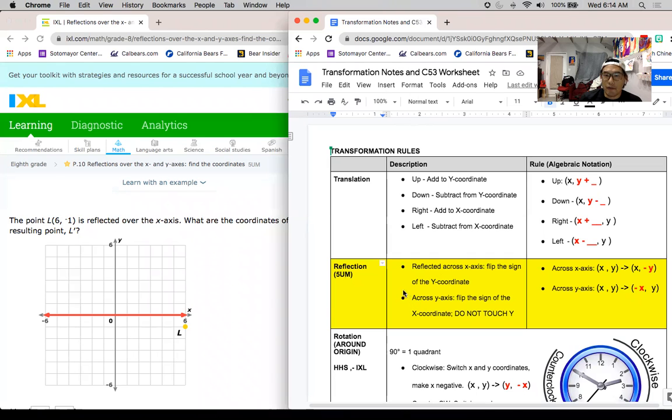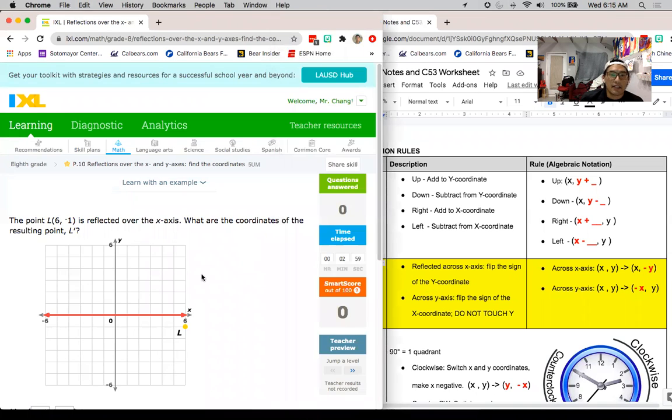And if you reflect across the y-axis, you flip the sign of the x-coordinate, do not touch y. You could put do not touch x up here and just change the notes for yourself. And if you look at the rules, if you reflect across the x-axis, you're only changing the y-coordinate, and you're flipping the sign. This negative y means you're flipping the sign. And if you're going across the y-axis, you're going to change the x, and the y stays the same. Those are your rules. That's what you're going to use.